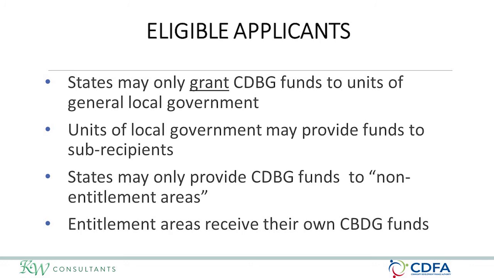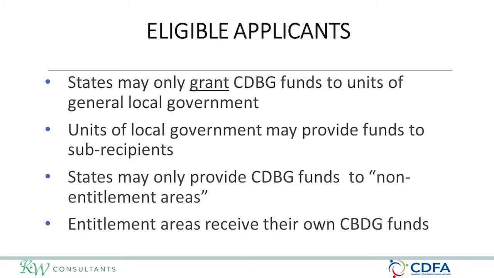The units of local government that are receiving funds may carry out activities directly, or they can provide funds to subrecipients, those nonprofit organizations that carry out activities for them. For example, a housing authority may carry out a housing rehab program on behalf of the local government.